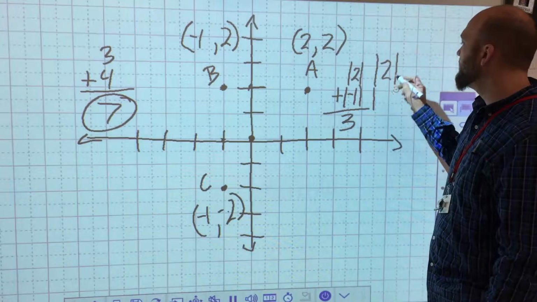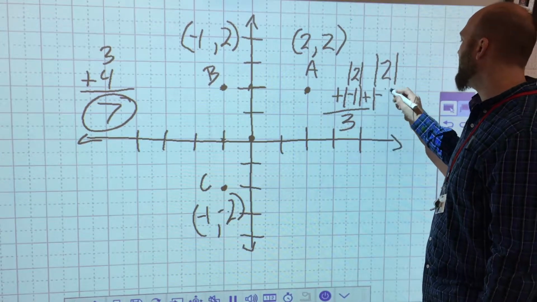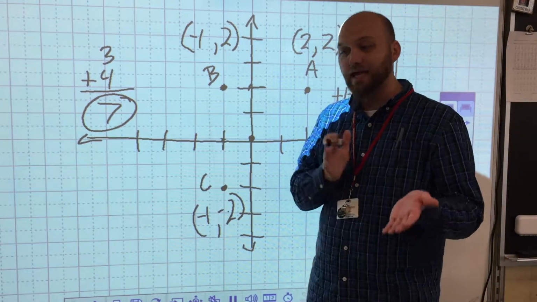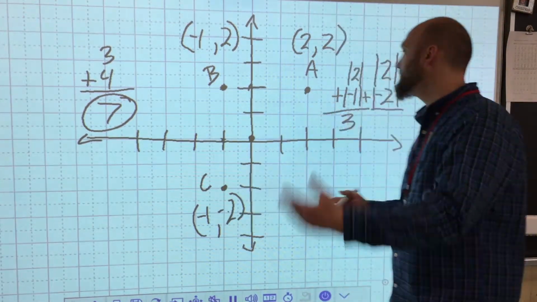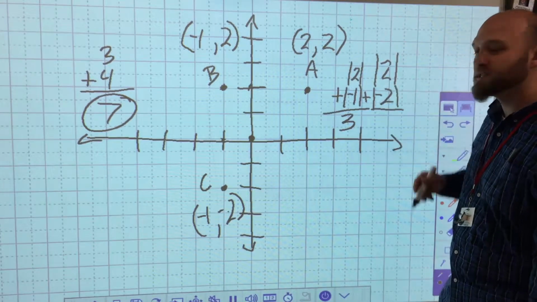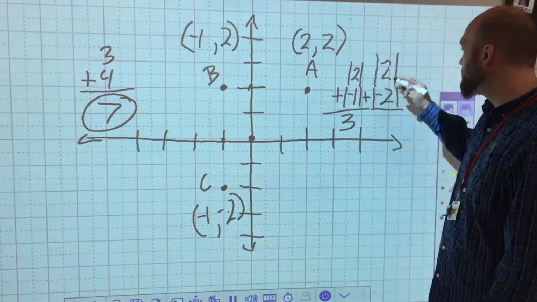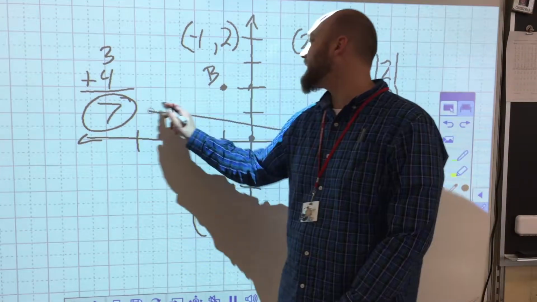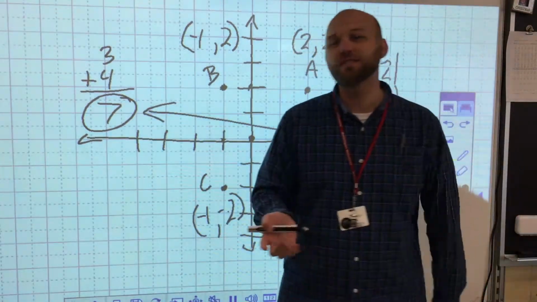The absolute value of positive 2 added to the absolute value of negative 2, and we know that the absolute value of positive and negative 2 are both 2. So what is the absolute value of positive 2 plus the absolute value of negative 2? 2 plus 2, or 4. And when I add those two together, I'm going to get my original distance of 7.